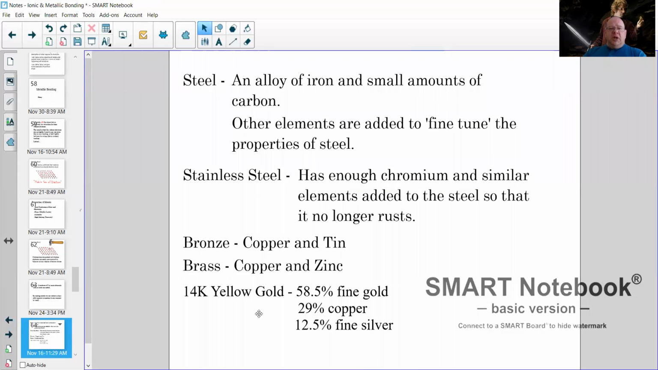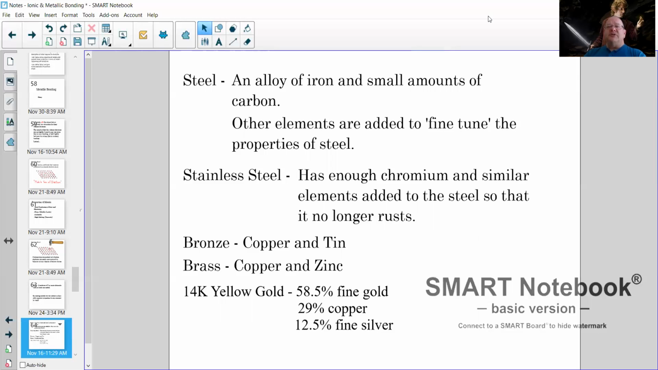So if you're talking about metallic bonding, oh boy, you better know what's happening with electrons, because those electrons are what create those very special properties of metals.